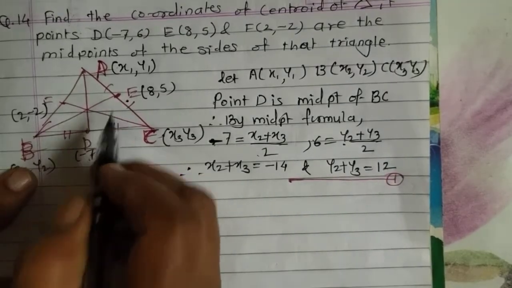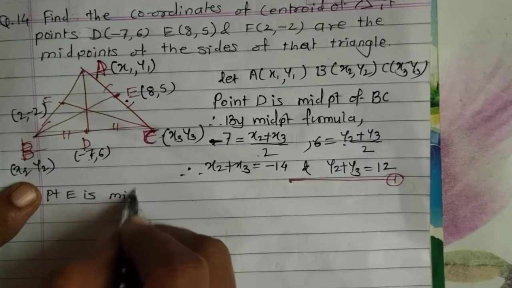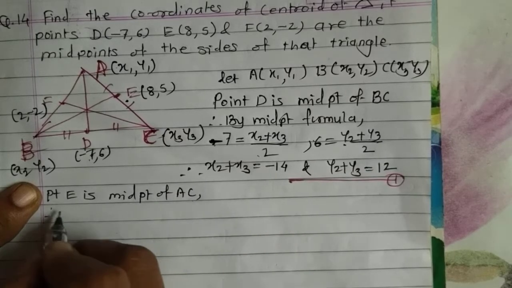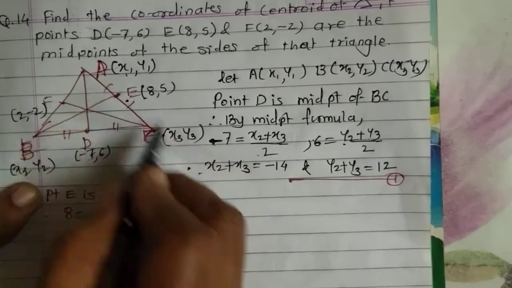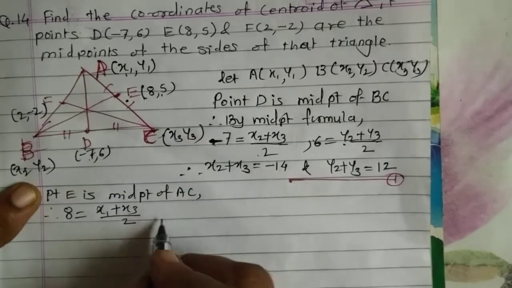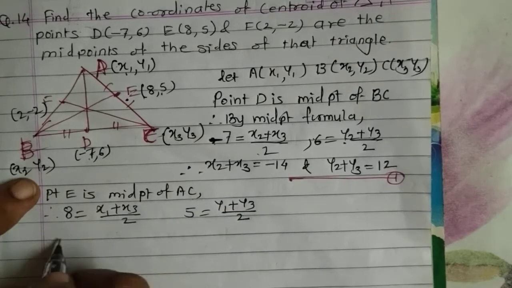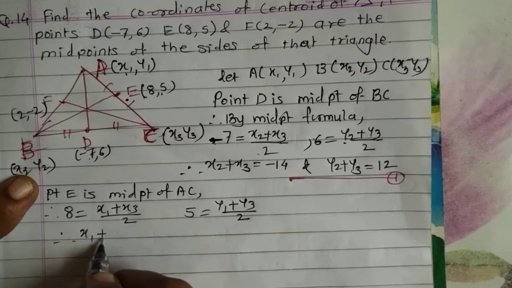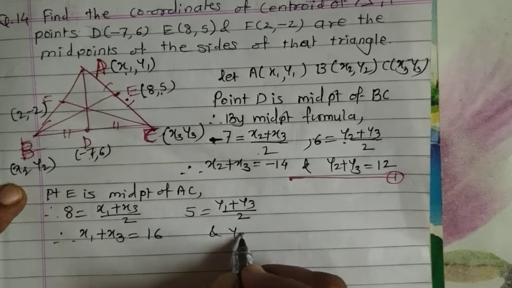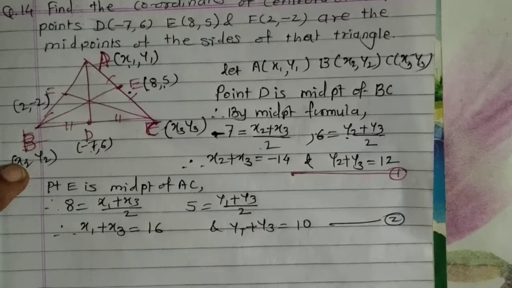In the same way, point E is the midpoint of AC. Therefore, 8 is equal to (x1 plus x3) upon 2, and 5, the y coordinate, is equal to (y1 plus y3) upon 2. By cross multiplying, we get x1 plus x3 is equal to 16, and y1 plus y3 is equal to 10. This is the second relation.